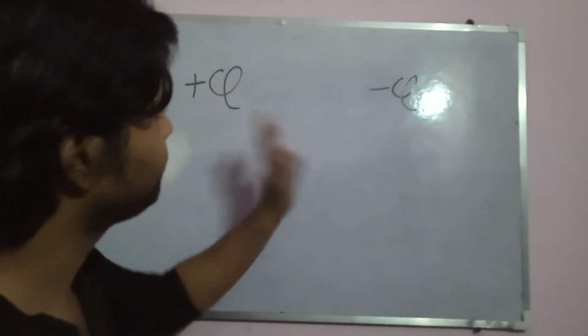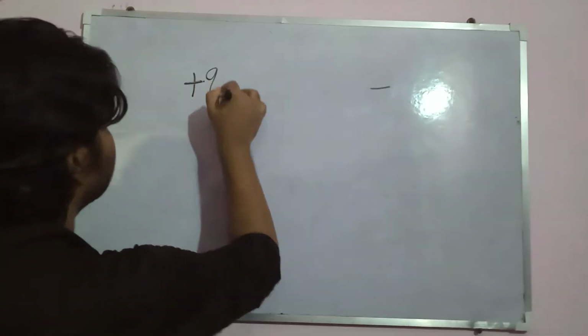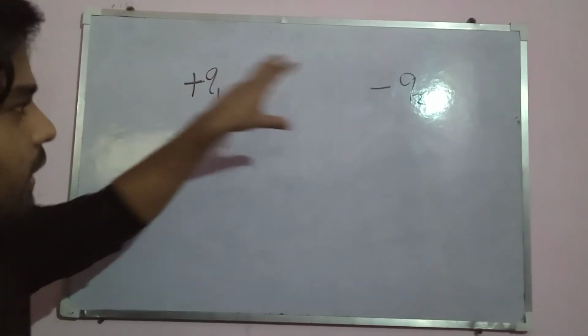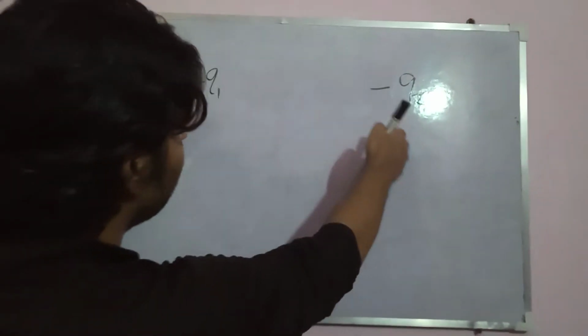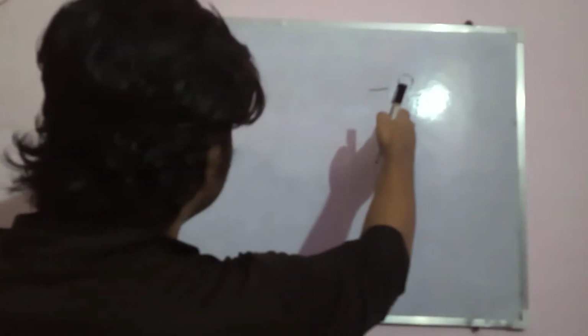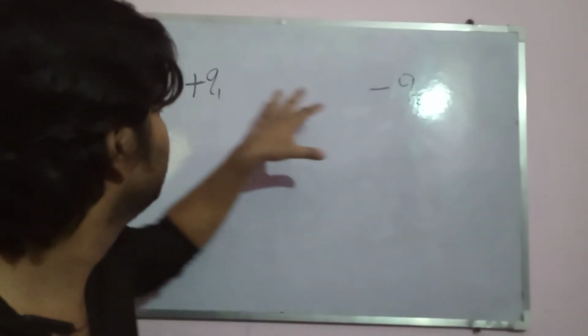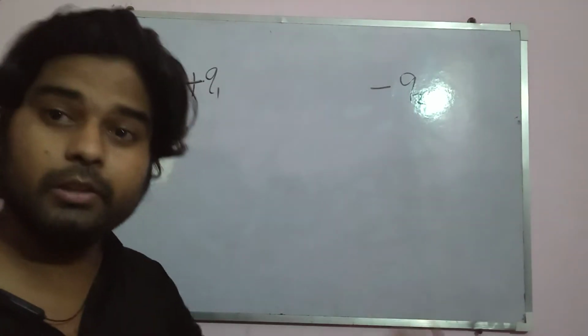This is our Q1 and this is our Q2. One is positive, another is negative. If they both are positive, in that case we have the equilibrium point somewhere in between them. But if the two are opposite in nature, in that case our equilibrium point is not in between them. Let's check where we get the equilibrium point.